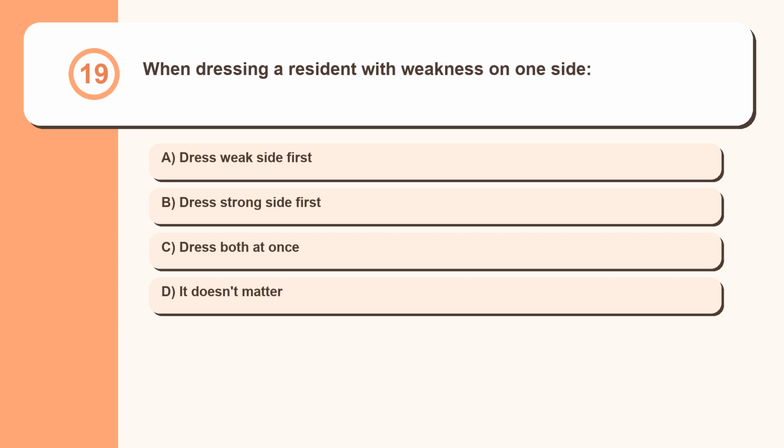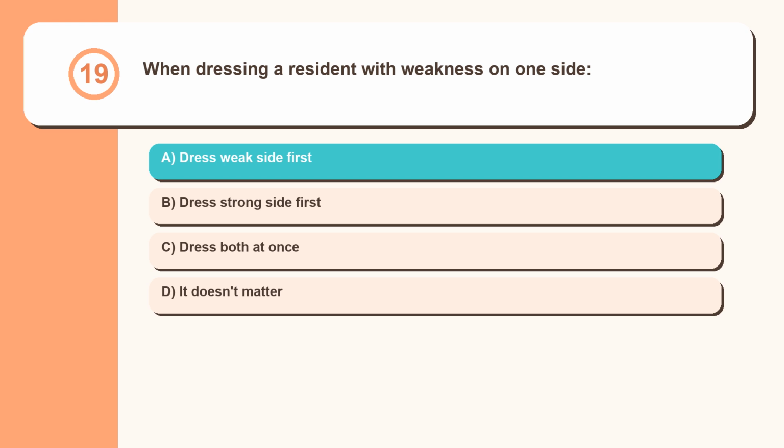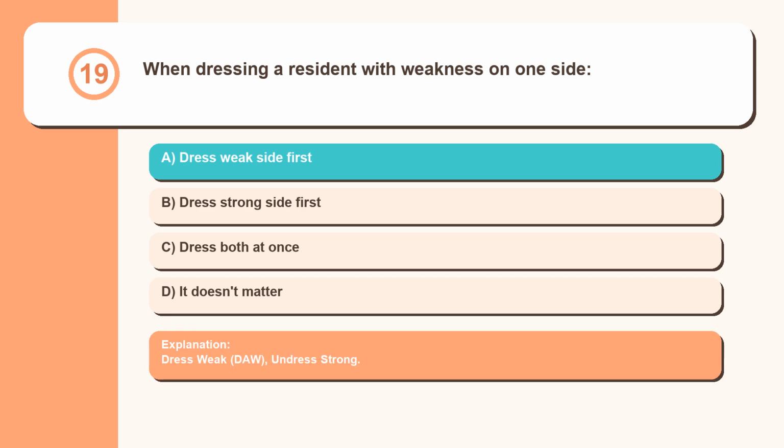Question 19. When dressing a resident with weakness on one side, dress weak side first. Dress strong side first. Dress both at once. It doesn't matter. Dress weak, undress strong.